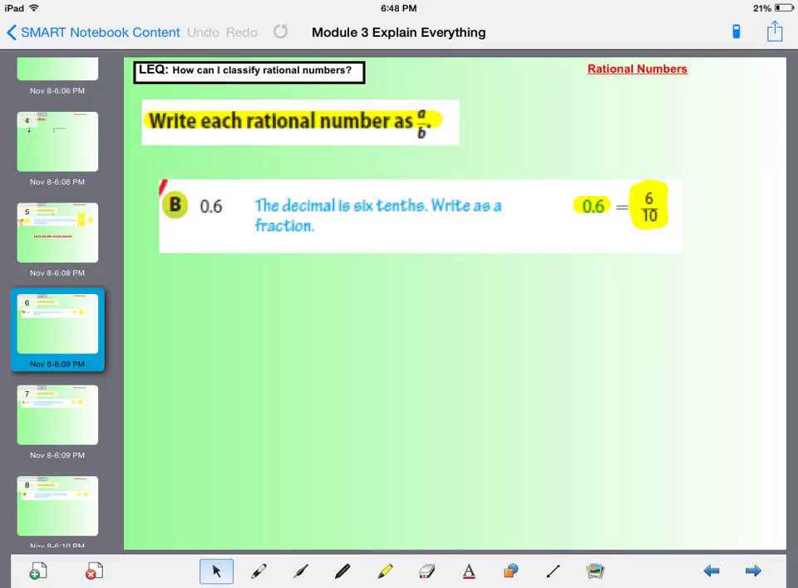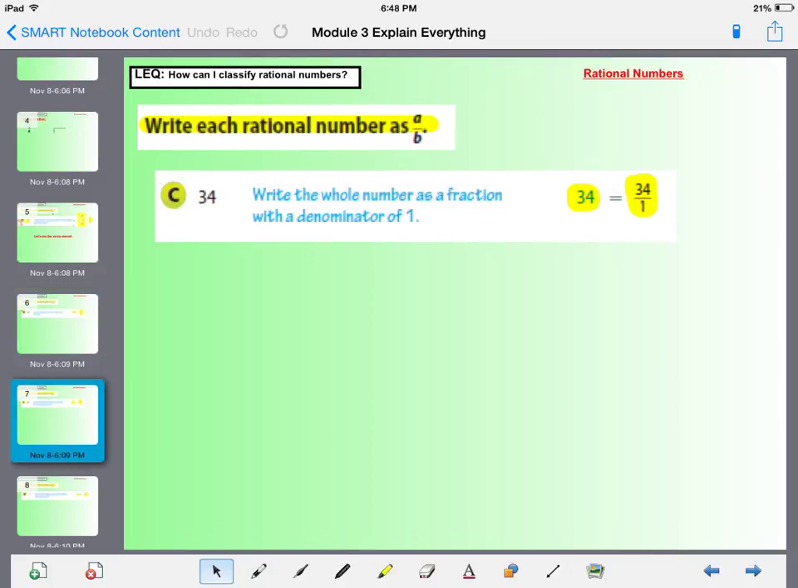We also discussed how we turn a decimal into a rational number, and we also talked about how the decimal simply shows 6 in the tenths place. There is nothing in my whole number place. There is a 6 in the tenths, so that simply means the 6 is divided by 10, or 6 as my numerator and 10 as my denominator.